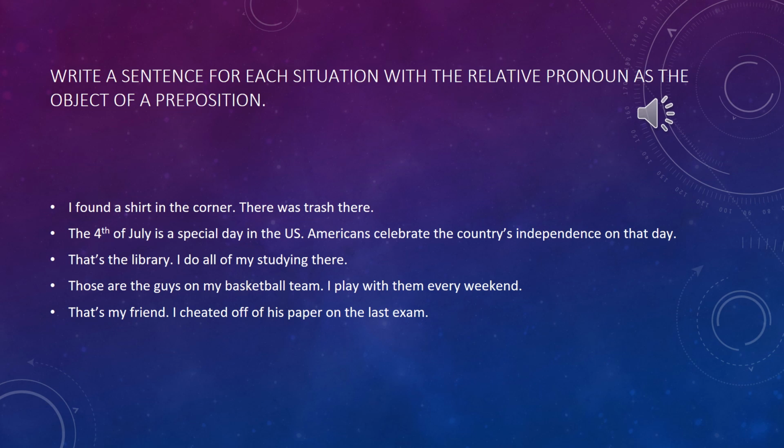That's my friend. I cheated off his paper on the last exam. Don't cheat. "Off of his paper" is a clue that you might want to use a possessive relative pronoun. So that's my friend off of whose paper I cheated on the last exam, because you need to have an object after a preposition.